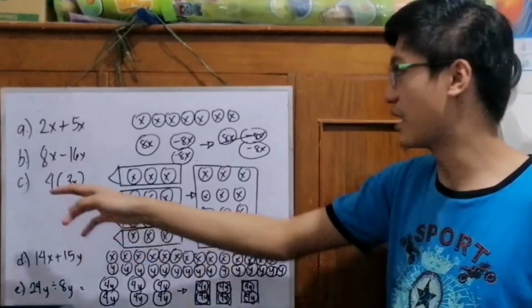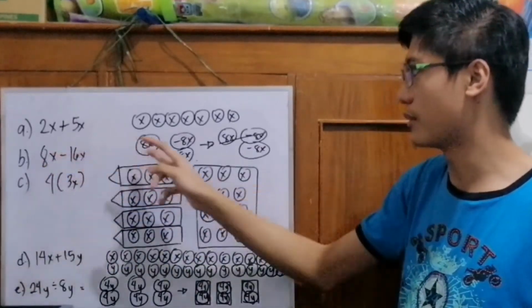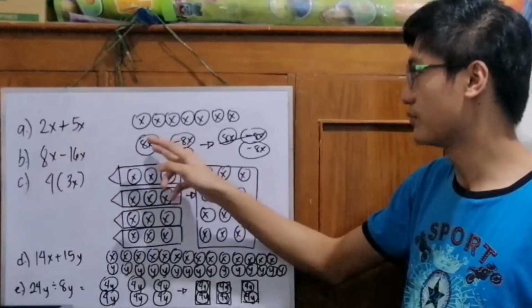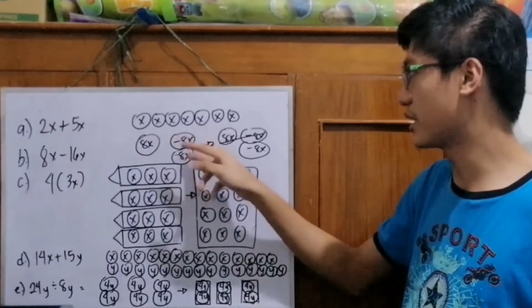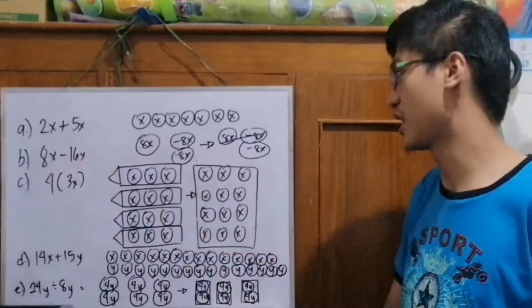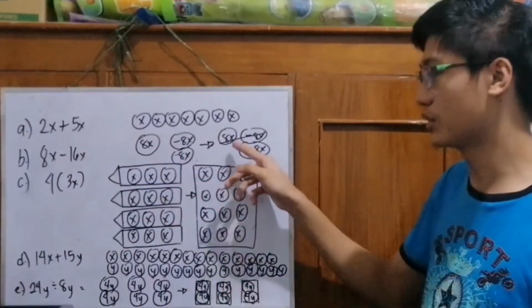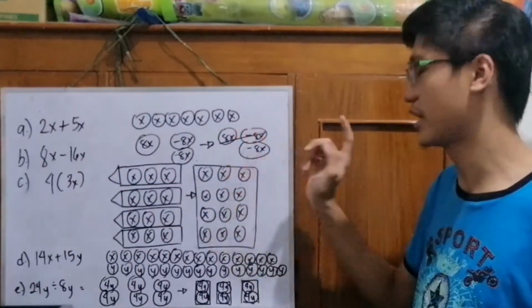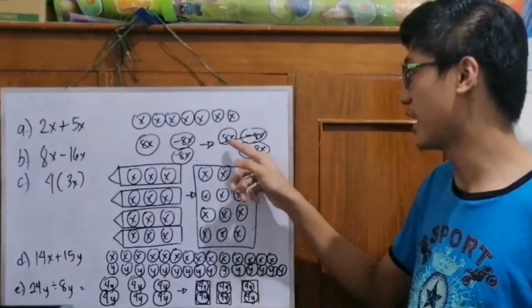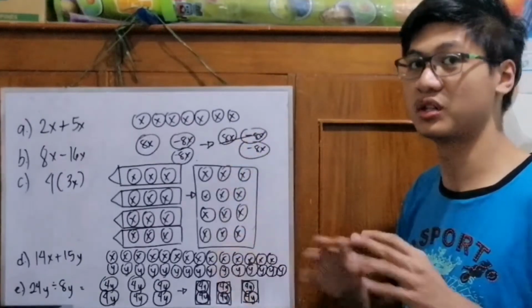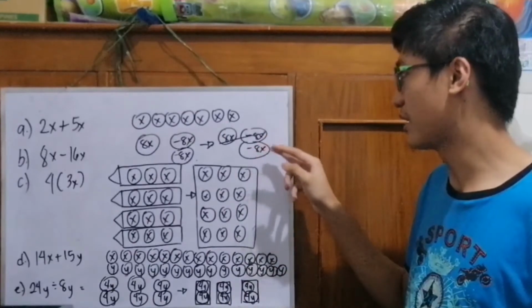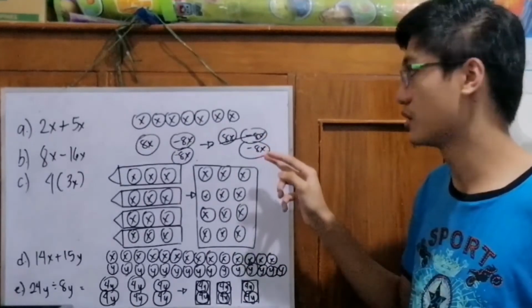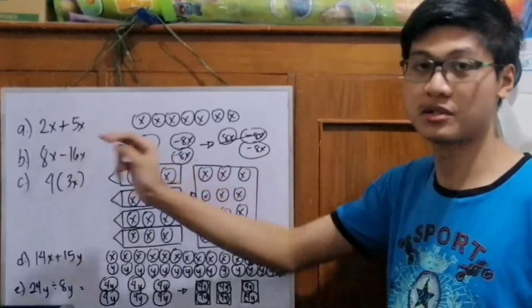The second problem, we have 8x minus 16x. So we would use algebra discs, 8x and 2 negative 8x for negative 16x. We would cancel a pair of a positive and a negative algebra disc because 8 minus 8 is equal to 0, so they don't have value. And we would have negative 8x left. And that would be our answer for this problem.